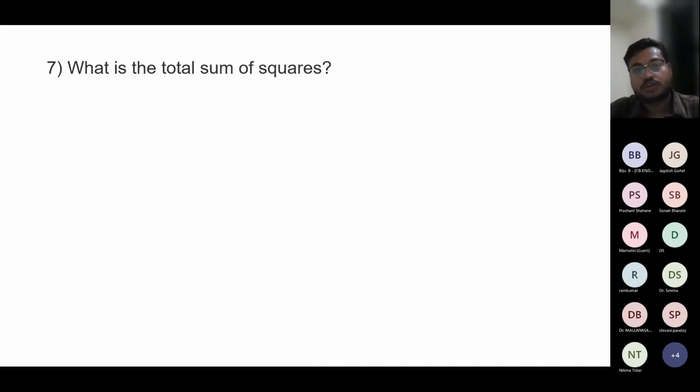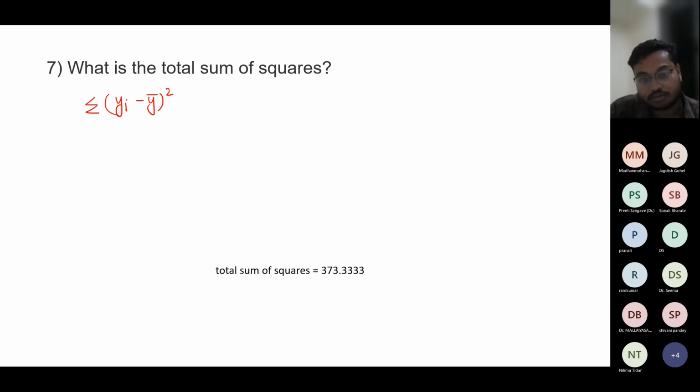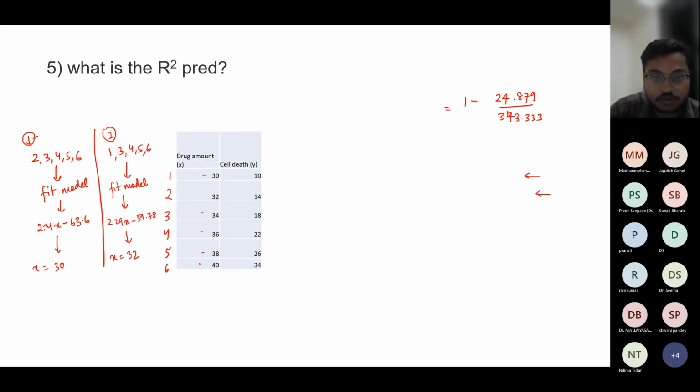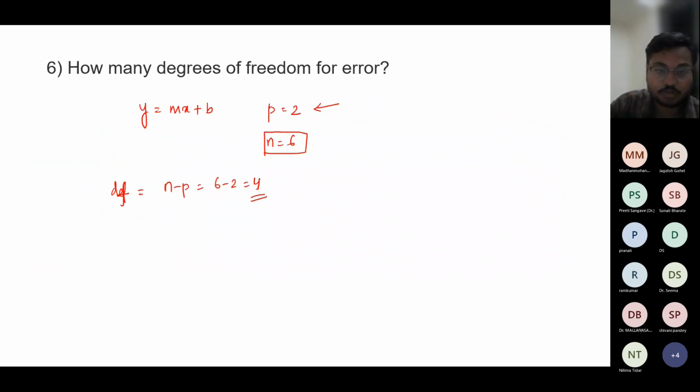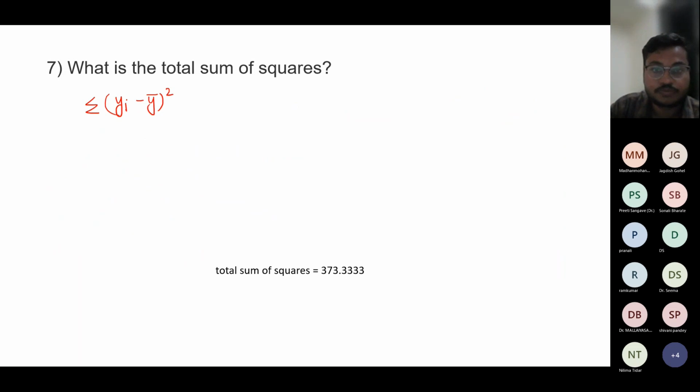The question here is, what is the total sum of squares? For the total sum of squares, you take yi, subtract y bar from it, square it, and sum it up for all the values. Using the table values, we took the y bar, which was 20.6, subtracted it from all the y values, squared them, and summed it up to get the total sum of squares, which in this case is 1373.333. Is that clear?